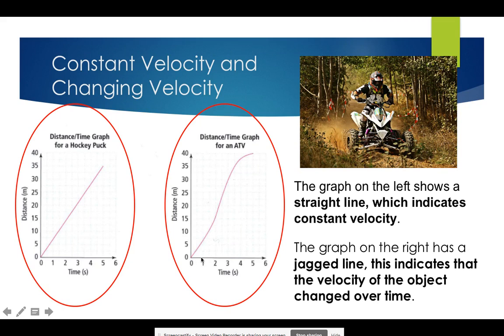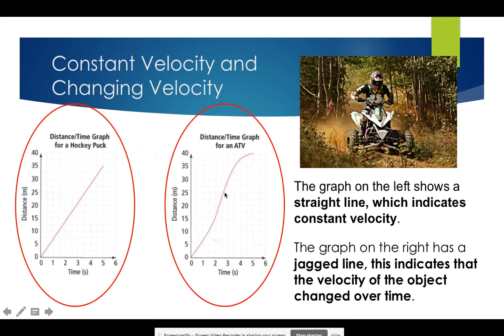After 1 second, you can see that the ATV has traveled approximately 5 meters. However, after those 2 seconds, I'm already at the 5-meter mark. It's actually traveled almost 15 meters. So I went from traveling 5 meters in 1 second to now 10 meters in 1 second. I'm speeding up, and that is why I have a slight arch to this part of my graph.